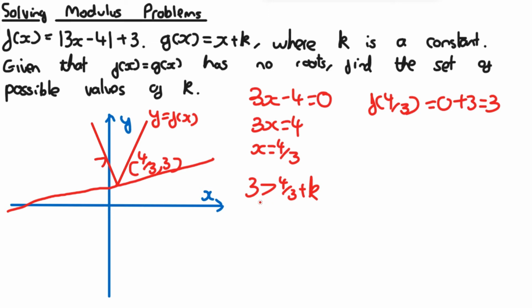Move the 4 over 3 to the other side to do 5 over 3 is bigger than k, and this is the set of possible values of k when 5 over 3 is bigger than k. Anything where k is less than 5 over 3 means that this line lies below this minimum point at this x coordinate, and therefore this line has 0 roots. So this is the final answer, where k is less than 5/3.